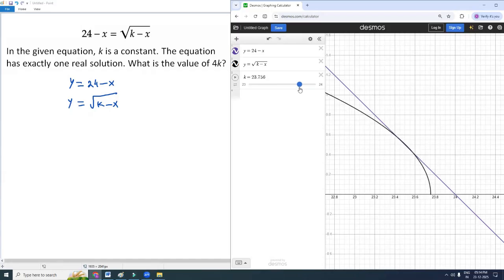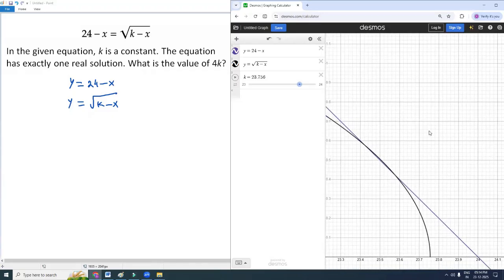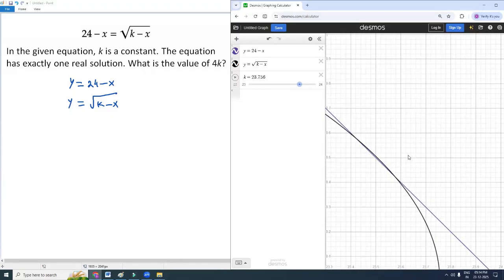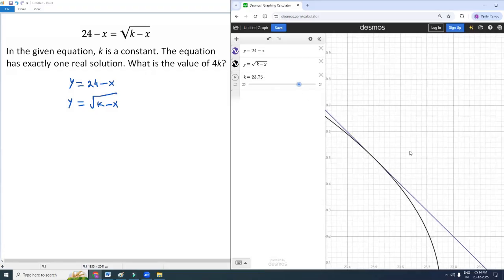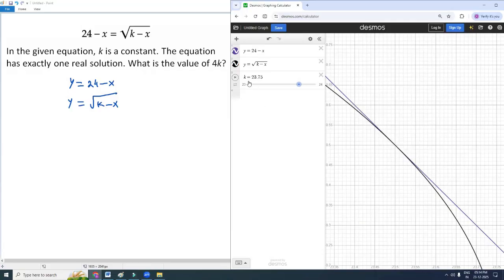Here, when k equals 23.756, the two graphs intersect at 2 points, but we want the graphs to intersect at exactly 1 point. Here, when k equals 23.75, the two graphs intersect at only 1 point, then the given equation has exactly one real solution.